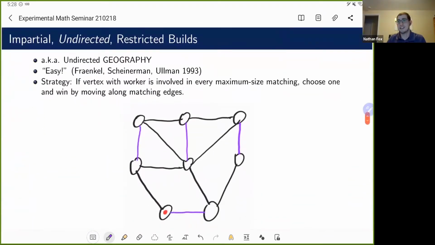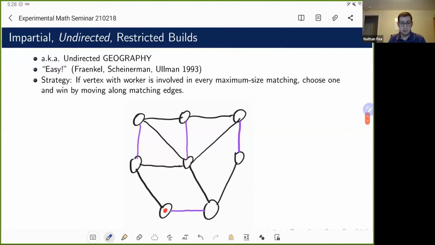Actually, it does. So undirected geography is easy, due to Frankel, Scheinerman, and Ullman. The way to win is, so this red dot down here, I just circled the vertex for you. If the vertex with the worker is involved in every maximum size matching of this graph, Abigail chooses one of the matchings and wins by always moving along edges of that matching.